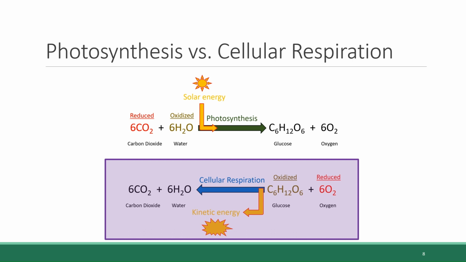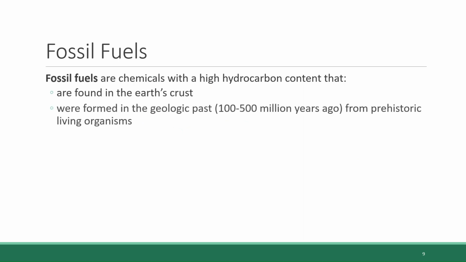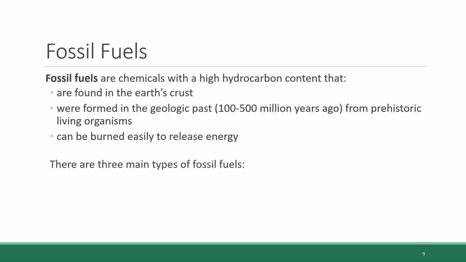In this chapter, we are interested in the combustion of fossil fuels, which are chemicals with a high hydrocarbon content that are found in the Earth's crust, which were formed in the geologic past, specifically between 100 to 500 million years ago from prehistoric organisms, and can be burned easily to release energy. There are three main types that fall under this definition, and that includes oil, natural gas, and coal.